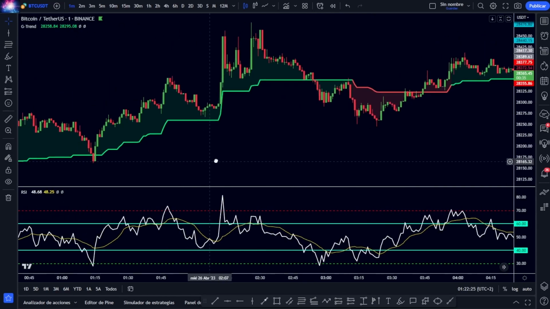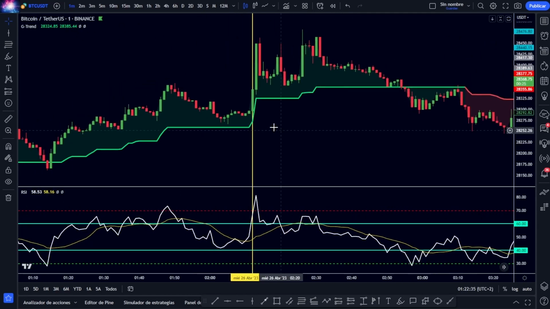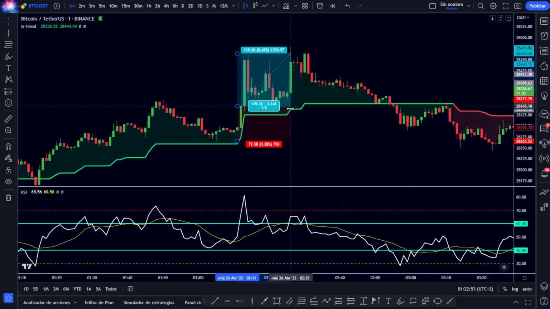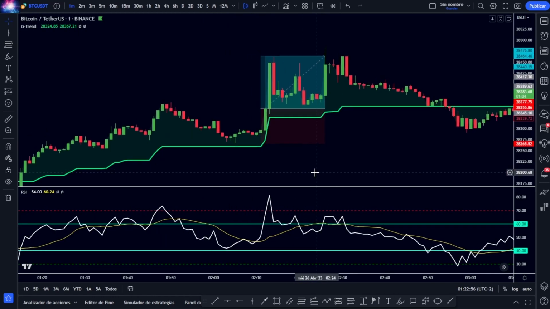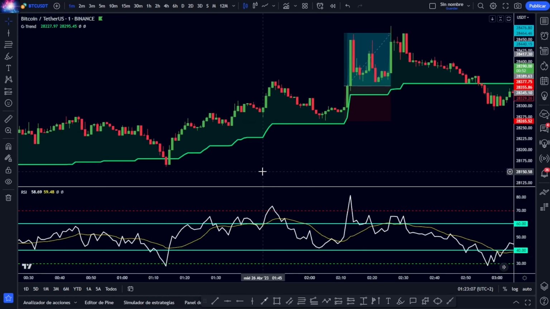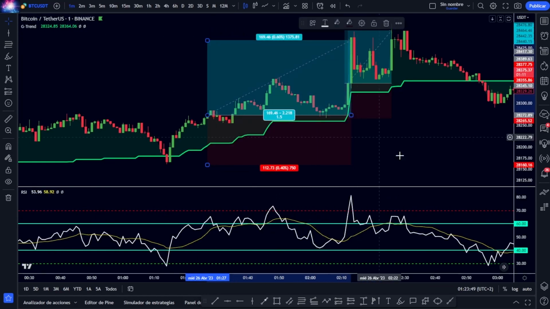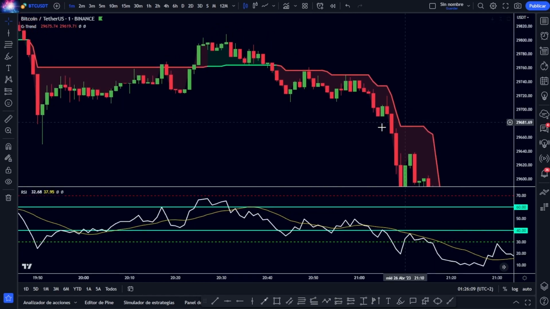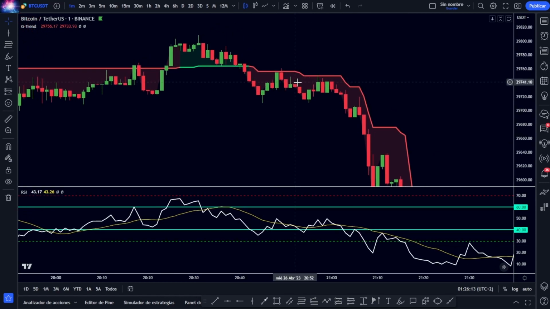We can keep looking, we will always find a setup that meets the rules. And of course, this is something very difficult when talking about a strategy in 1 minute temporality. But still, if we are strict, we will get an incredible win rate. In the case of looking for a short operation in a downtrend, it would be exactly the same.